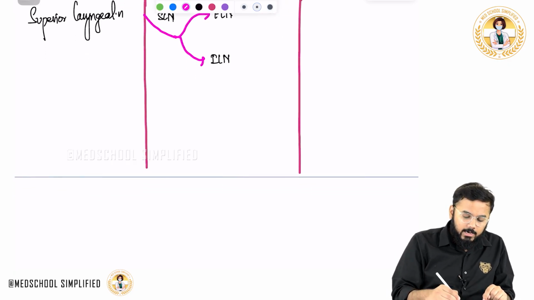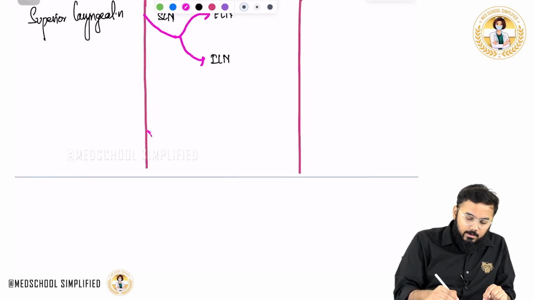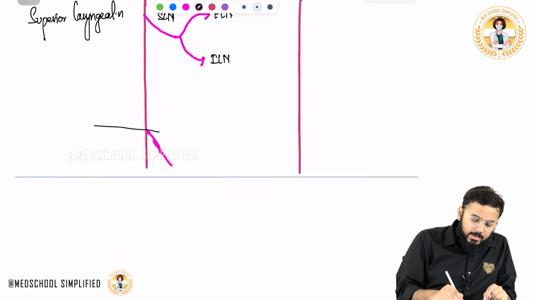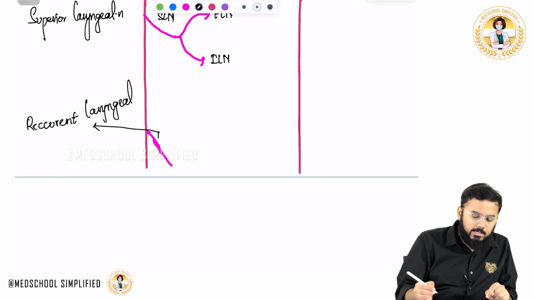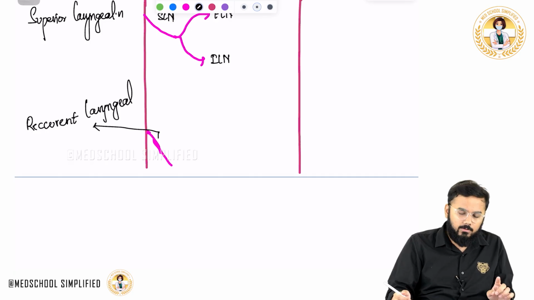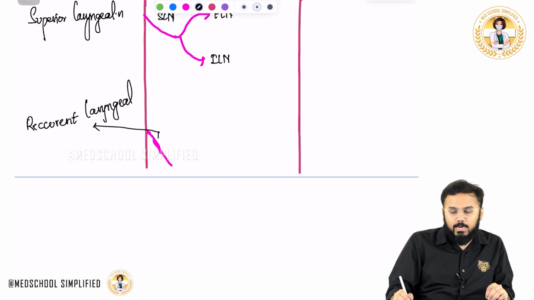Next important thing is that there is another nerve that is coming down, right? So this particular nerve is called a recurrent laryngeal nerve. Remember one thing, the recurrent laryngeal nerve is a branch of the inferior laryngeal nerve. So this is your recurrent laryngeal nerve.